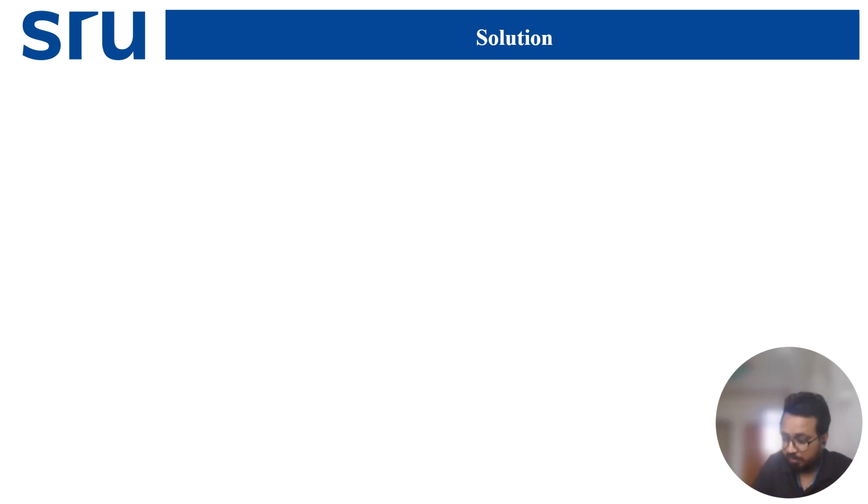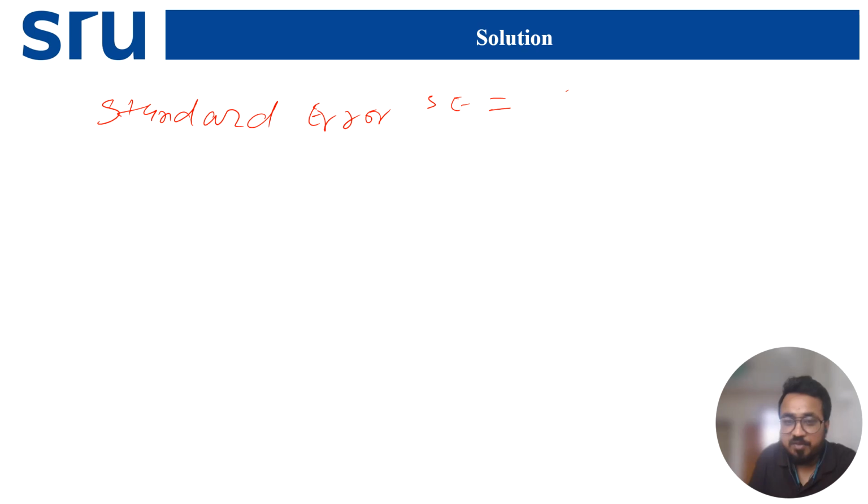Okay, so now apply the formula. First we will find a standard error. What is this? A standard error SE will be equal to sigma by square root of n. So sigma is 2, and n is 9. So 2 by 3.